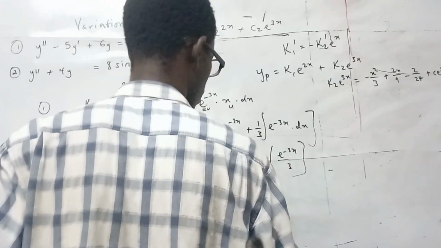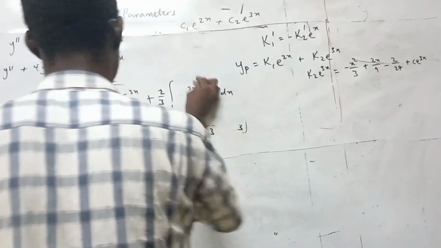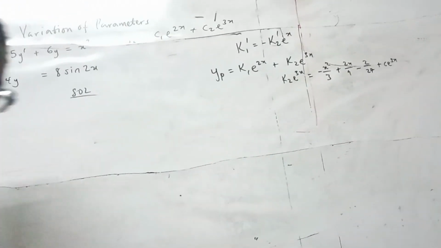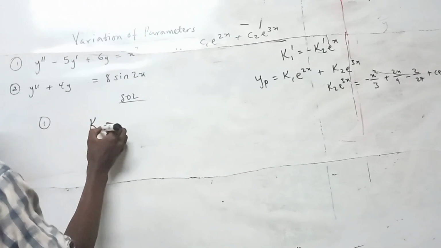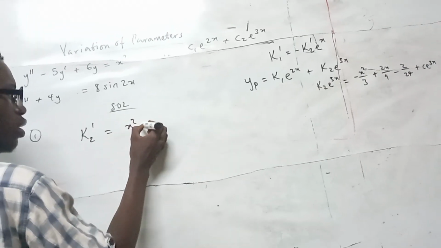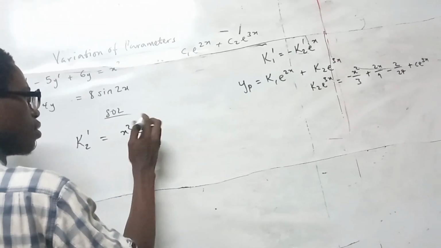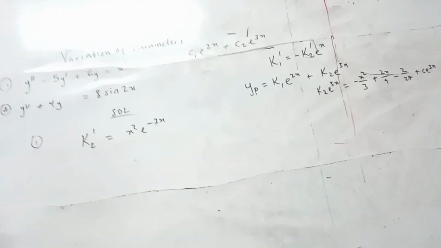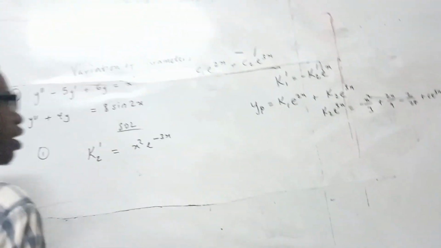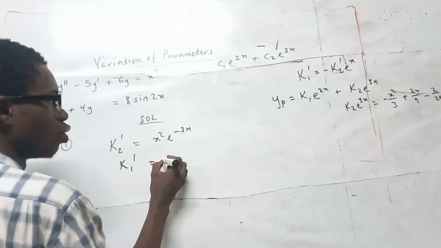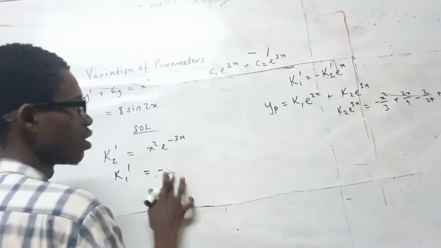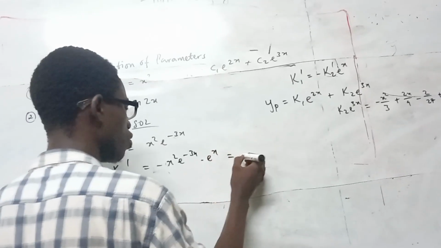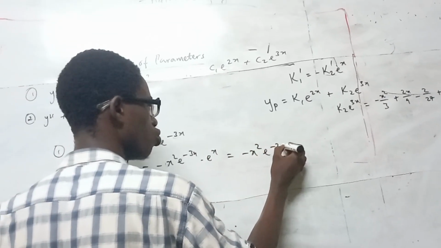Now let's get k1. Since k2 prime equals x squared e raised to power minus 3x, from what we have done before, we can now use it inside k1. So we are going to have k1 prime equals minus k2 prime. So instead of writing minus k2 prime, we just write minus x squared e to the minus 3x plus e raised to power x, which gives us minus x squared e raised to power minus 2x.